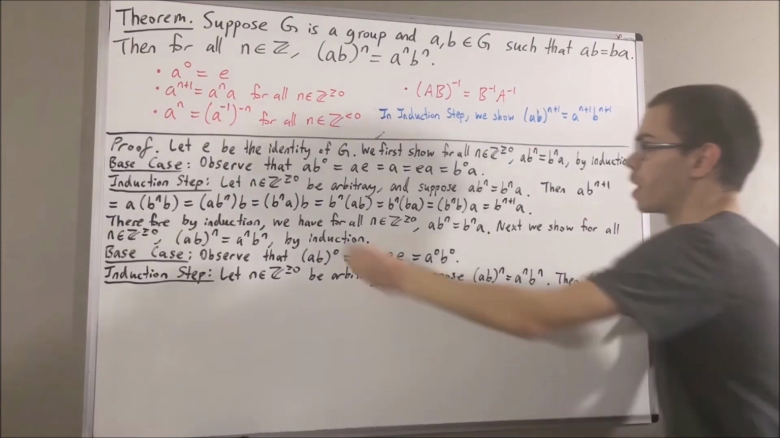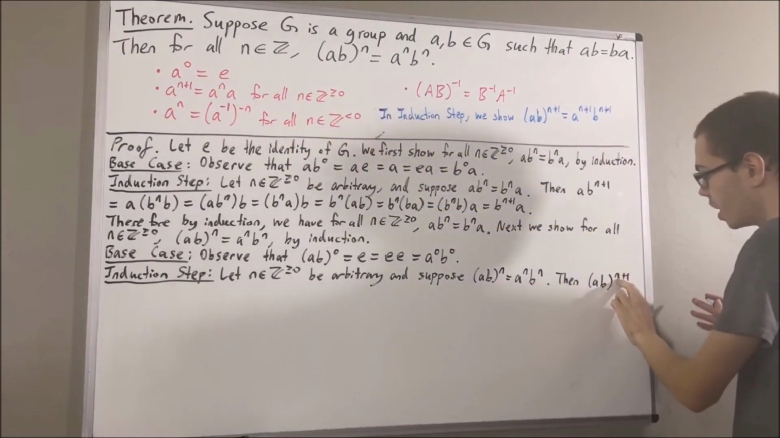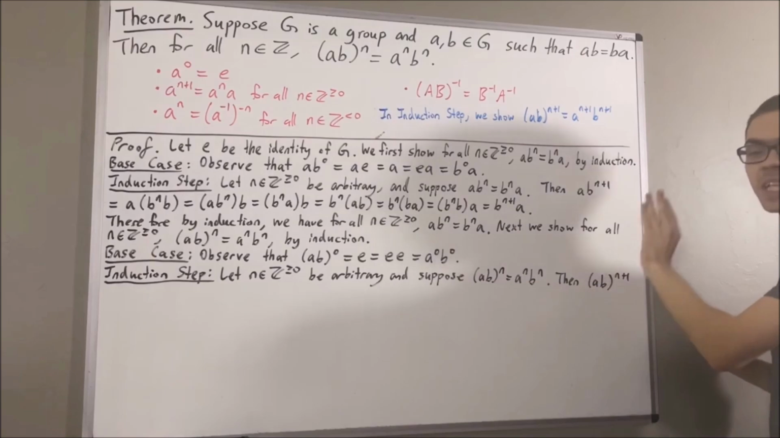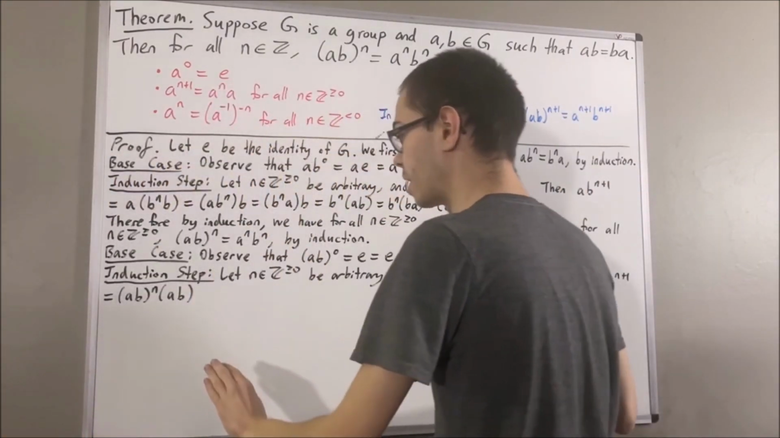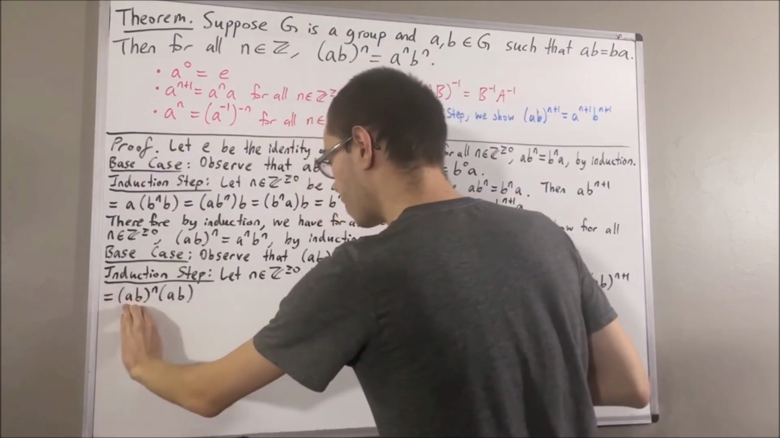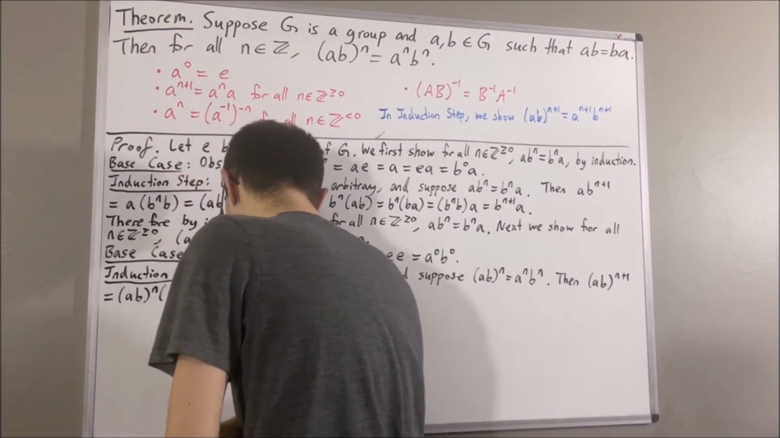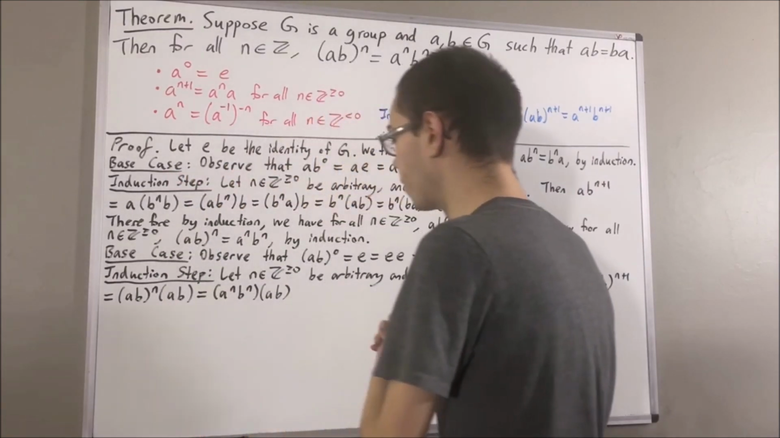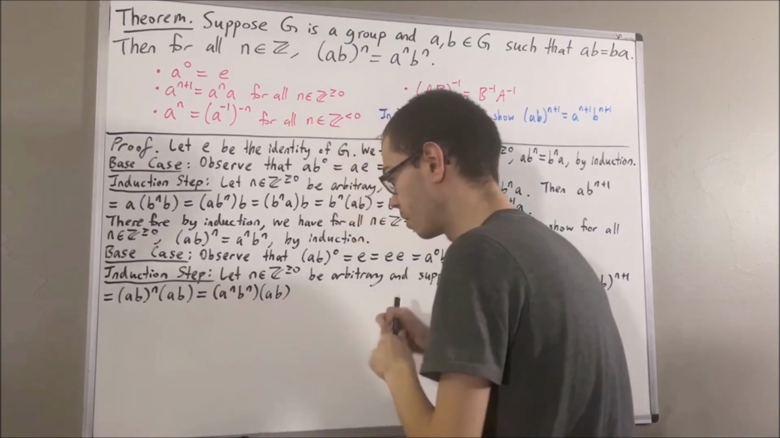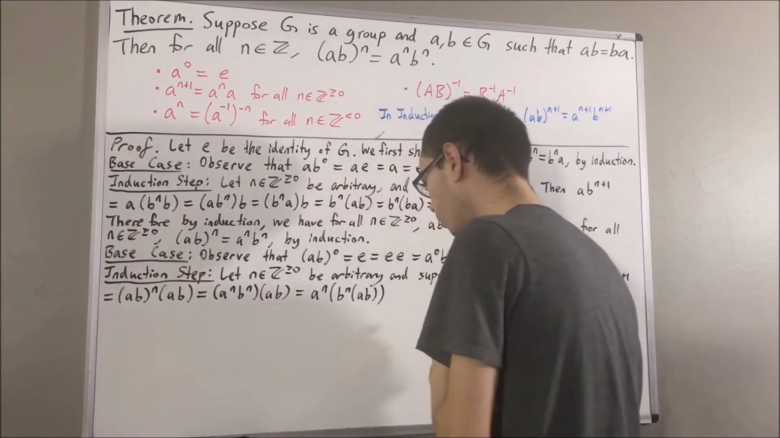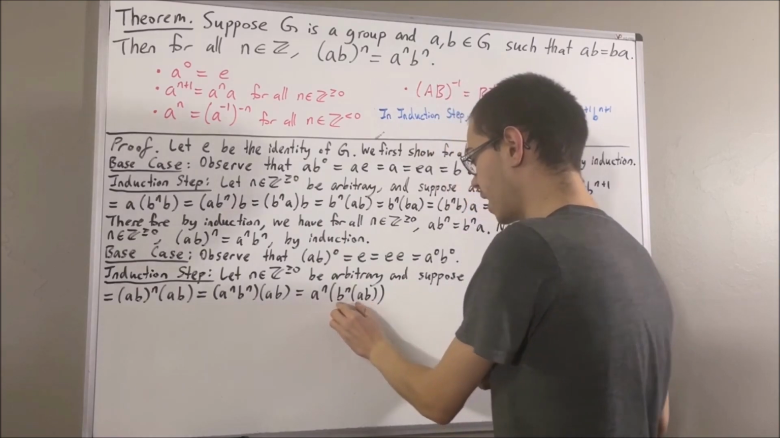Well then, by the recursive part of our definition, we know that ab to the power of n plus 1 is equal to ab to the power of n times ab. But by our induction hypothesis, we know that ab to the power of n is equal to a to the power of n times b to the power of n. So now, applying associativity, we're going to move these parentheses around b to the n times ab. And then we're going to apply associativity to move these parentheses around b to the n times a.